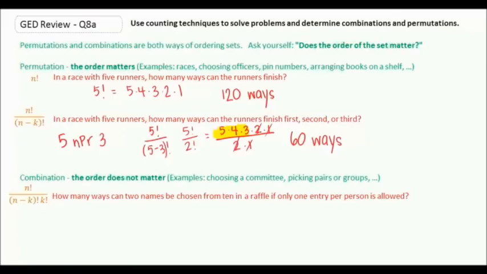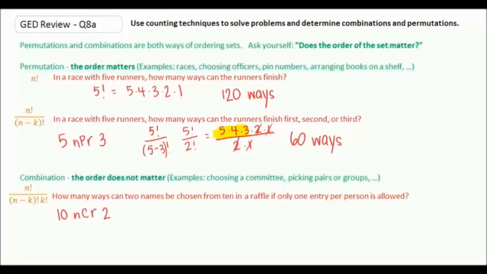So let's look at this example. How many ways can 2 names be chosen from 10 in a raffle if only 1 entry per person is allowed? So in this case, we're starting with 10, but we're choosing 2 names. So once again, if we had a calculator, we would say we're taking 10 people. The button you often press is nCr, C for combination this time, and 2 people at a time. Okay, but let's use our formula.